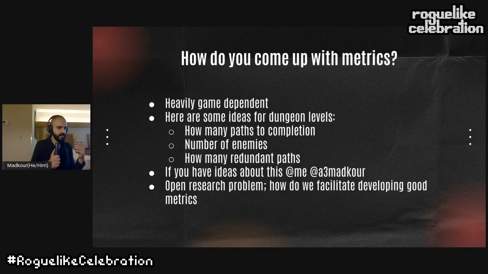But some ideas that you might want to be thinking about. So I've been working on dungeon levels, things to consider, like how many paths there are to completion, branching factors, number of enemies, how many random paths there are. I'm not a game designer. I'm sure you people are going to be able to come up with things that are much more useful to you than I can.